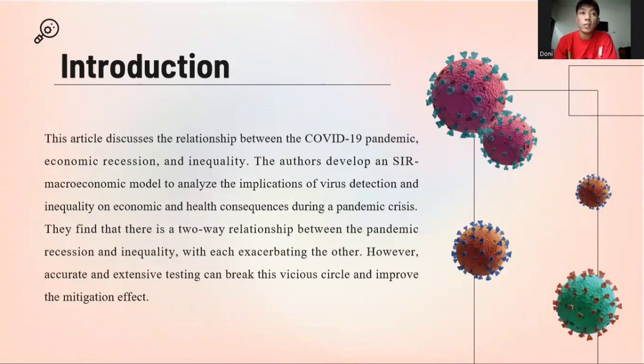First is the introduction. This article discusses the relationship between the COVID-19 pandemic, economic recession, and inequality. The authors developed an SIR macroeconomic model to analyze the implication of virus detection and inequality on economic and health consequences during a pandemic crisis. They find that there is a two-way relationship between the pandemic recession and inequality, with each exacerbating the other. However, accurate and extensive testing can break this vicious circle and improve the mitigation effect.